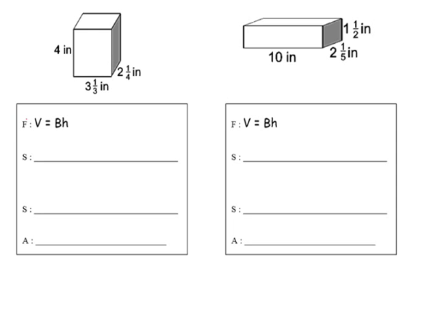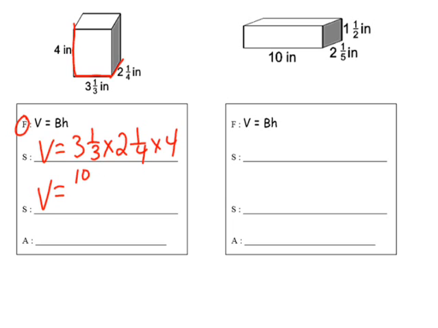So I'm going to start with the formula. Now I'm going to substitute in. So I'm going to find the area of the base. That would be 3 1/3 times 2 1/4. And then we're going to multiply that times the height. So we're going to go ahead and solve that. I'm going to make everything improper. That would be 10 over 3 times 9 over 4 times 4 over 1.